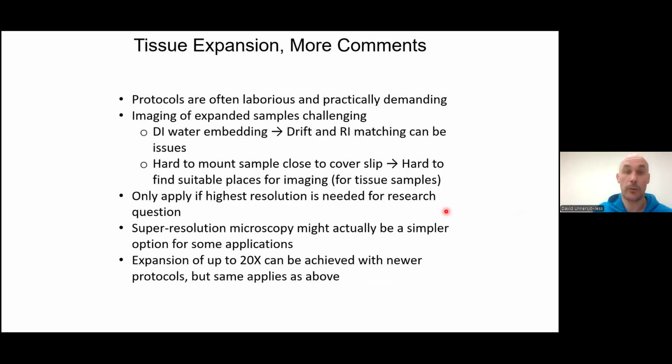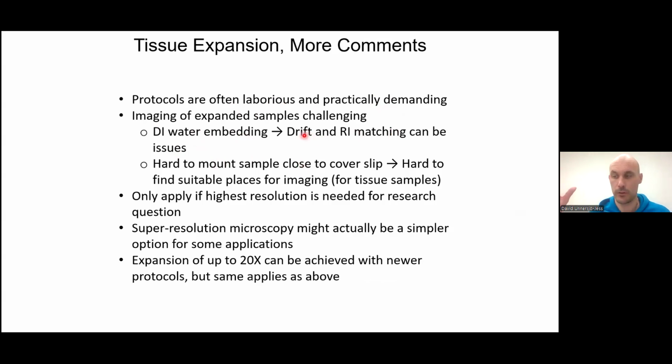So here are some more comments about tissue expansion. The protocols are often quite laborious and practically demanding, especially on the imaging side. This is something that I think you should keep in mind. One issue is that, as we already touched upon, you always have this DI water embedding. So RI matching can be an issue.